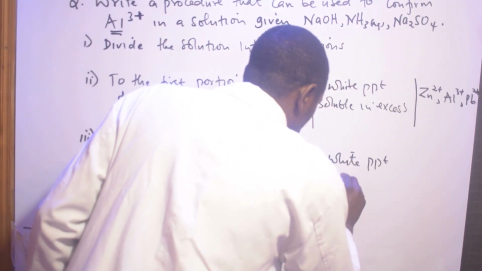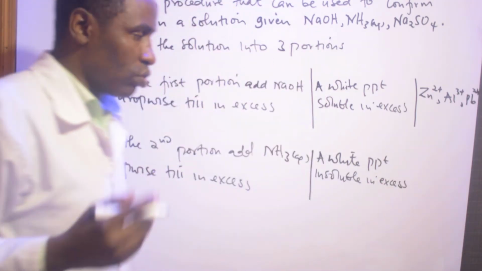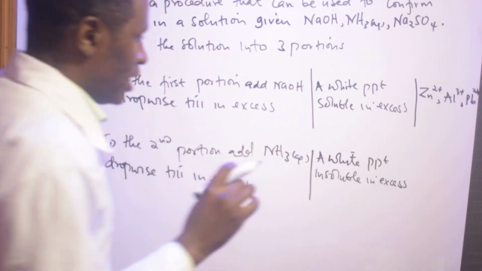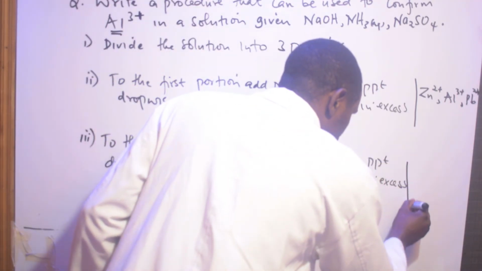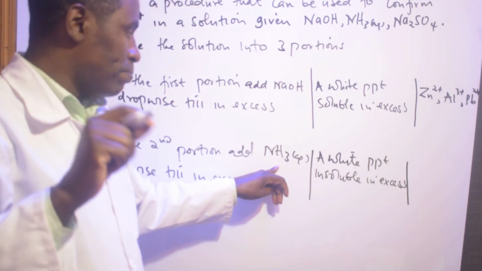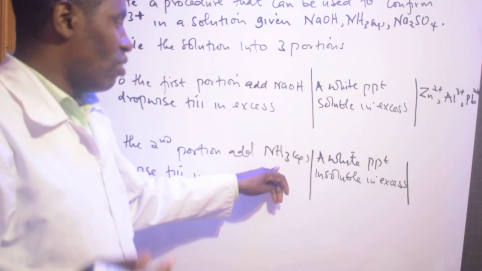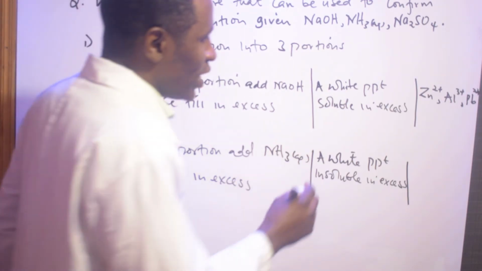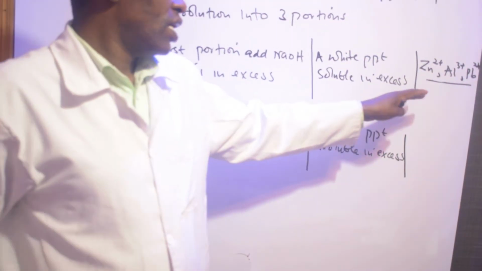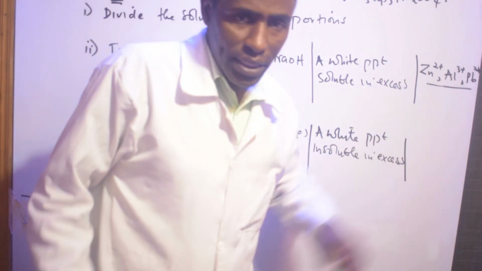insoluble in excess, or which does not dissolve in excess. Look at that, which does not dissolve in excess. Now, in this particular case, remember we mentioned that when you have such ammonia, either magnesium ions can be there, lead ions can be there, or aluminium ions can be there. But you already know, maybe from the first procedure, that I'm either having zinc, aluminium, or lead.